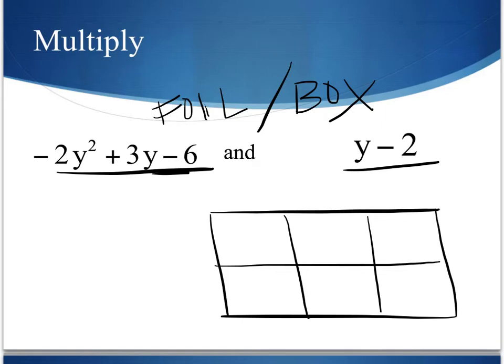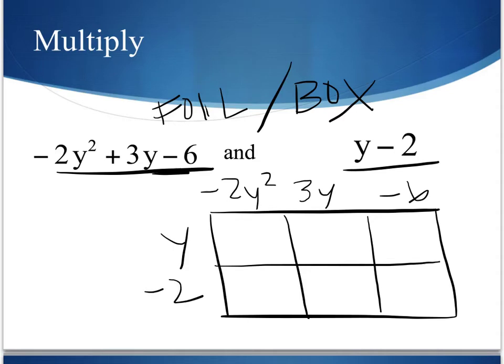Now you can flip this rectangle the other way around and have the y minus 2 on top and the trinomial on the side. It's completely up to you. I usually do it this way because it saves more room in the long run. So we get negative 2y squared and then 3y and negative 6. On the side we've got y and negative 2.